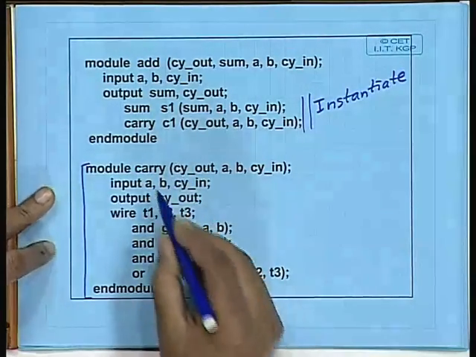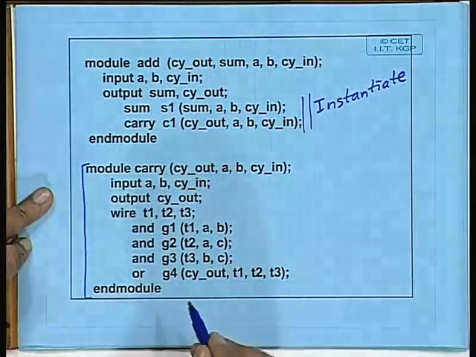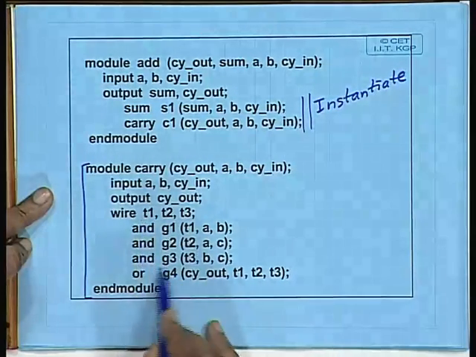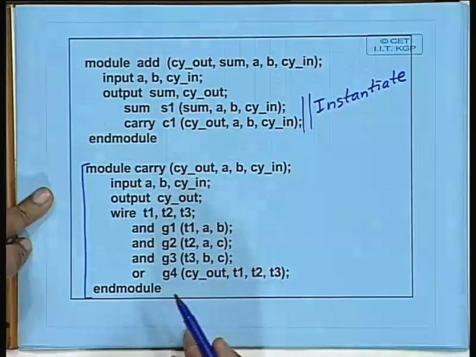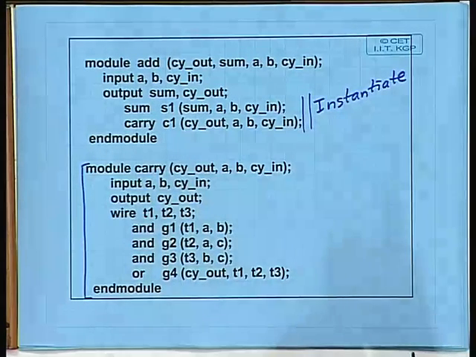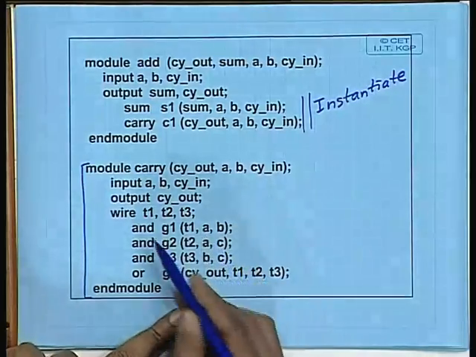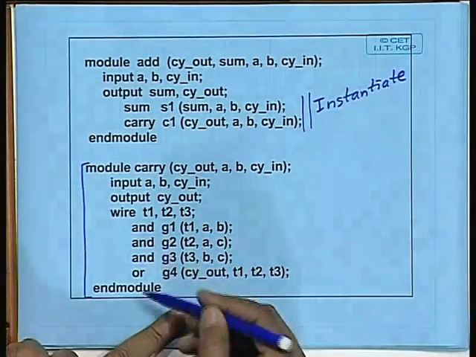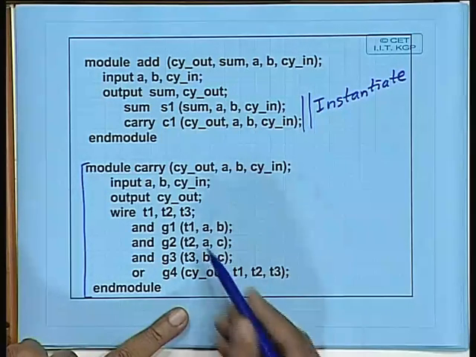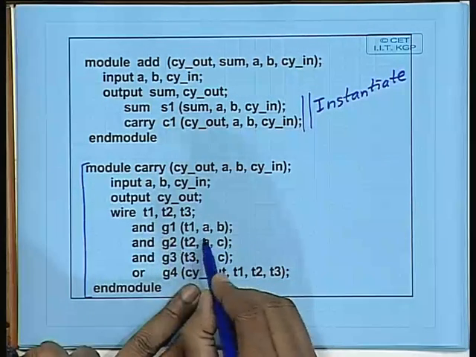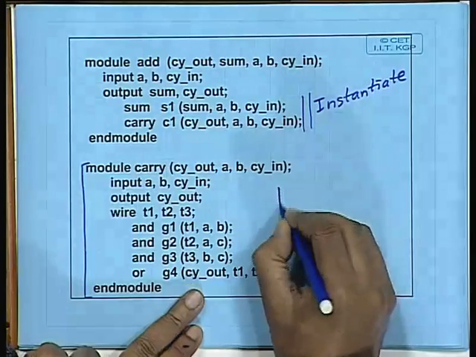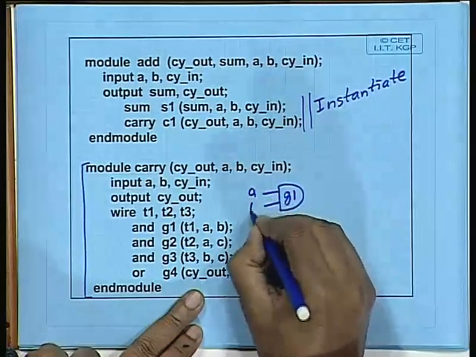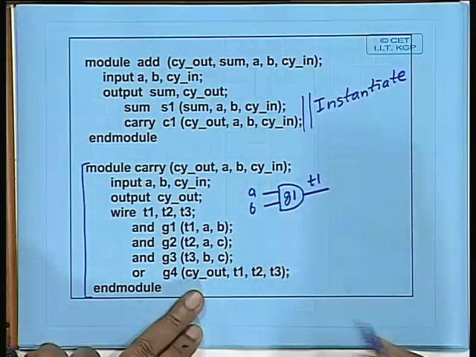Carry here at the lowest level, you have a choice of specifying the circuit in terms of gates, or you have a choice of specifying in terms of behavior, in terms of Boolean expression. Well, here this AND and OR are primitive gates which are already available in the library. These you need not explain any further, these are already there. If you look at this AND T1 AB, this means G1 is an AND gate with inputs A and B and output is T1.